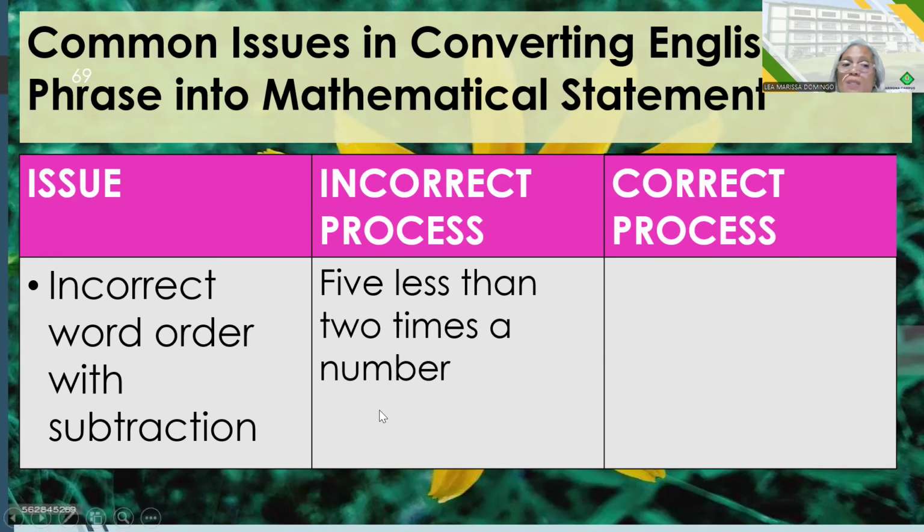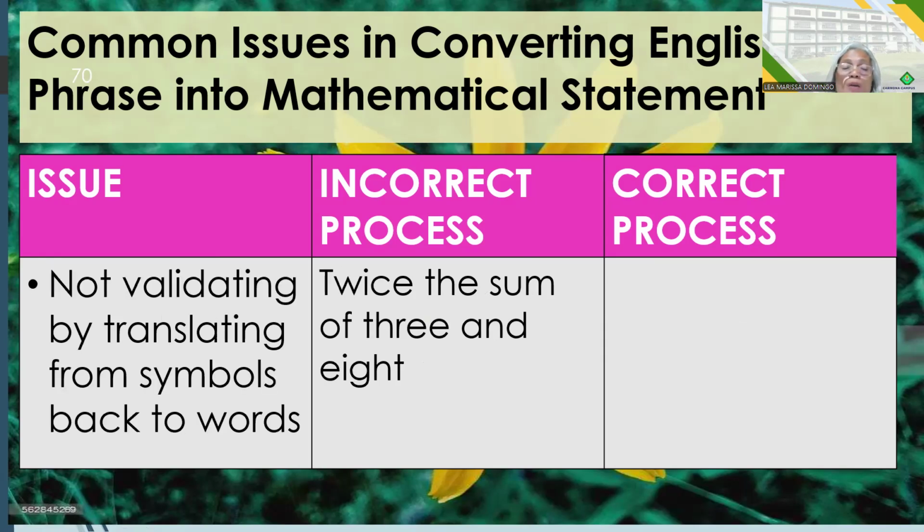Another issue is incorrect word order with subtraction. Incorrect process again, 5 less than 2 times a number. What is the correct process? So, 5 minus 2x for 5 less than 2 times a number x. That is reversed. The correct processing is 2x minus 5. So, twice a number x minus 5. That is the correct processing.